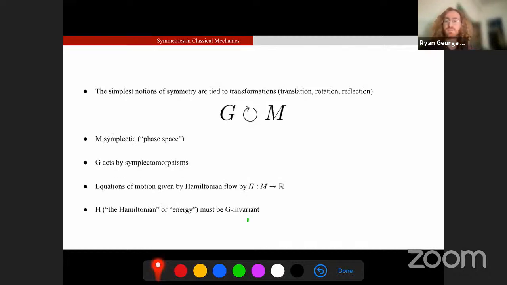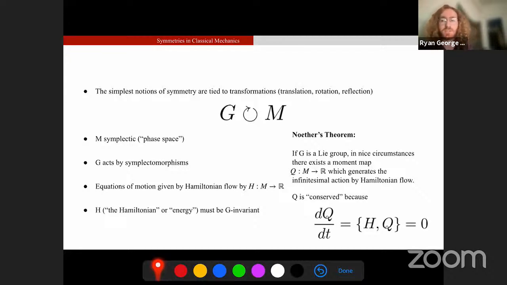So in classical mechanics, or in Hamiltonian mechanics, more specifically, what that looks like is that M is a symplectic manifold. G acts, so M is like phase space, your positions and momenta, and G acts by symplectomorphisms. And to specify the equations of motion, we need to specify a Hamiltonian, which is just a real function on this space. And the equations of motion are given by Hamiltonian flow with respect to the symplectic structure. And the statement that we have the symmetry is just that this Hamiltonian is G invariant.